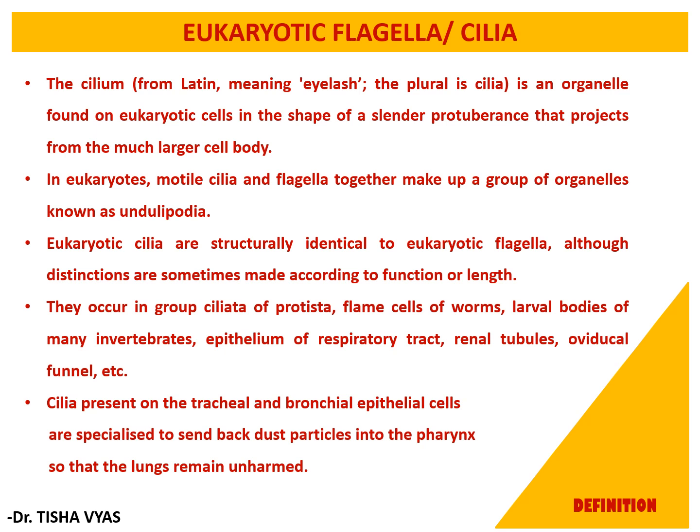Eukaryotic cilia are structurally identical to eukaryotic flagella, although distinctions are sometimes made according to function or length. They occur in group Ciliata of protista, flame cells of worms, larval bodies of many invertebrates, epithelium of respiratory tract, renal tubules, oviductal funnels, etc.